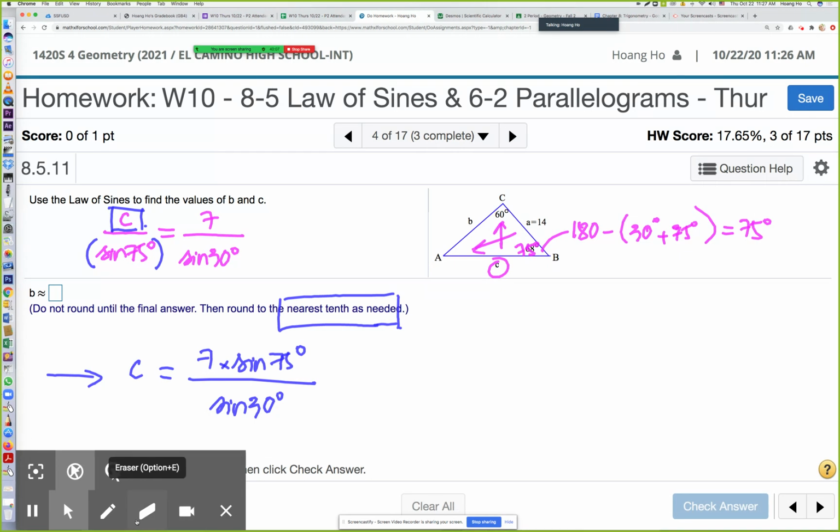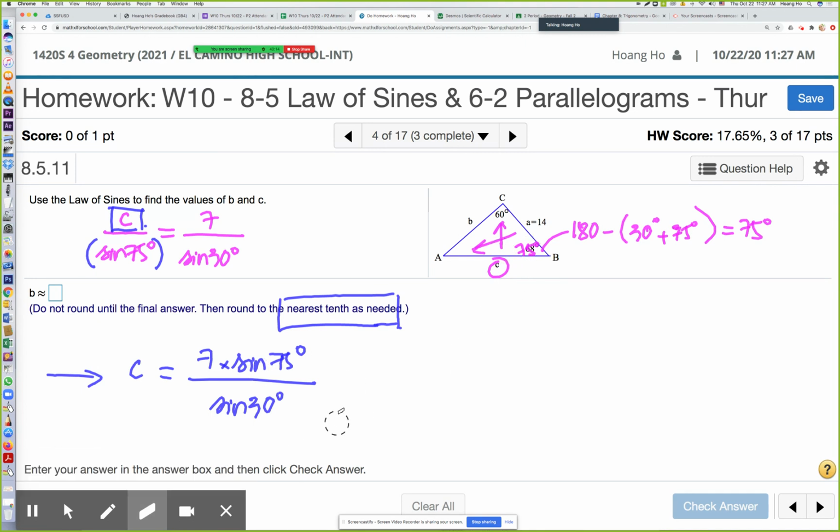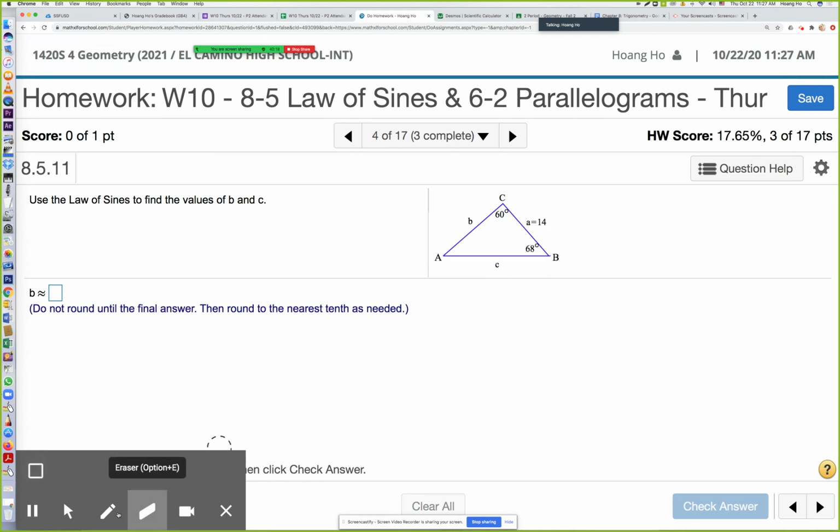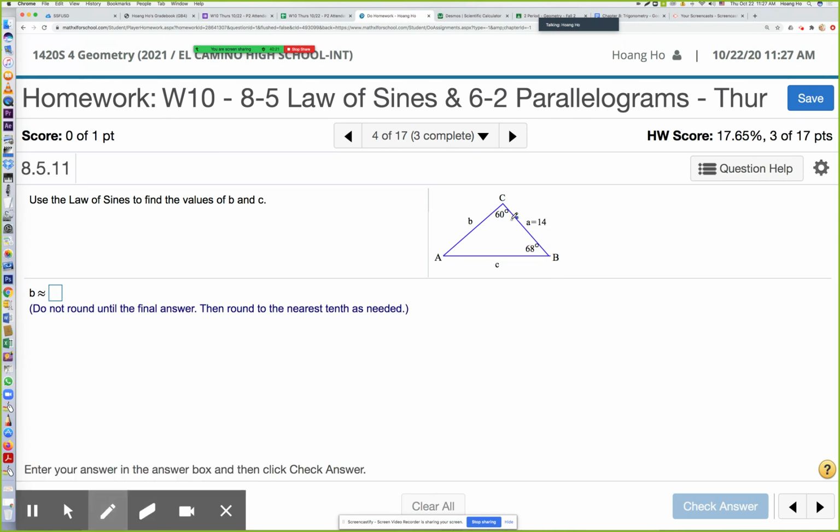All right, so for this problem, the same thing over here. Let's erase the whole thing and do it again. The angles here are 60 degrees and 68 degrees. So the missing angle right here should be 180 subtract 60 and 68, so that's 128. So is that 52 degrees? Okay, so this is 52 degrees.